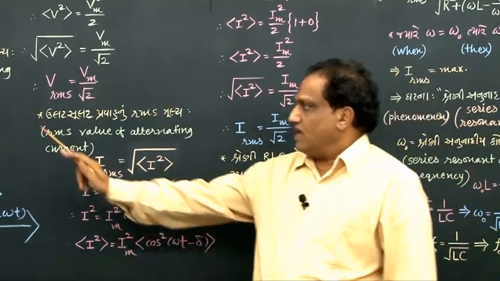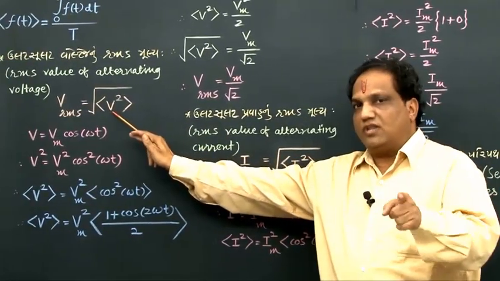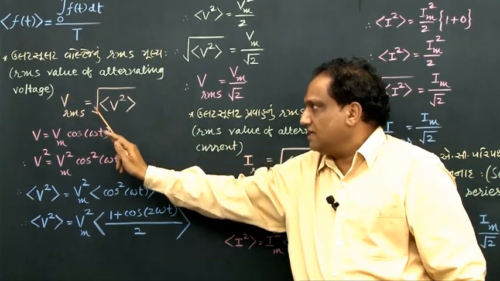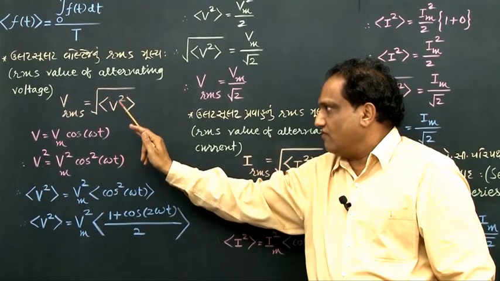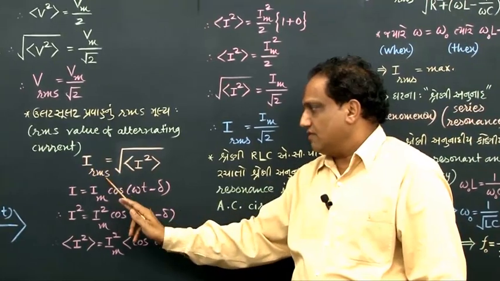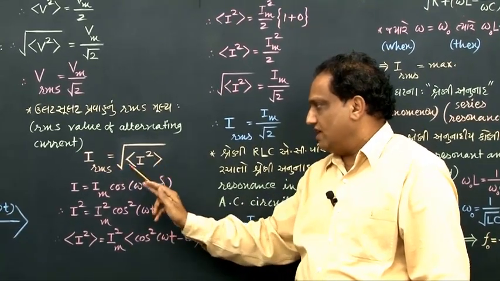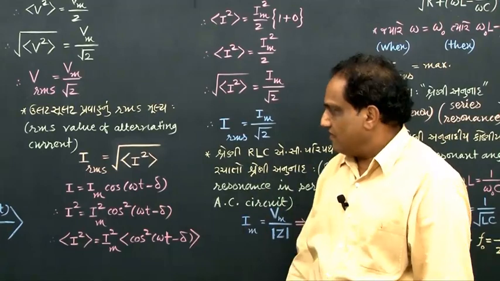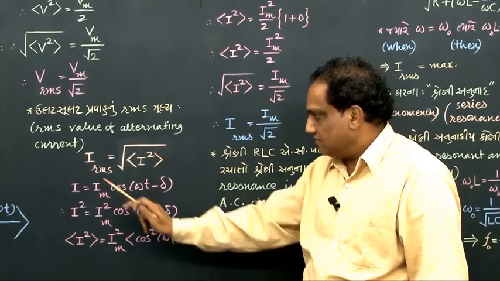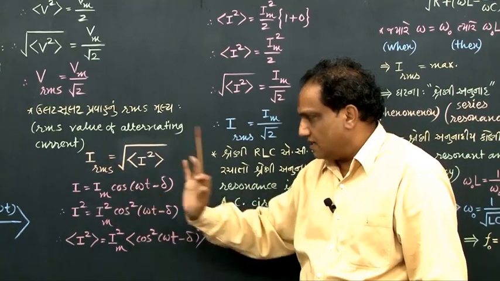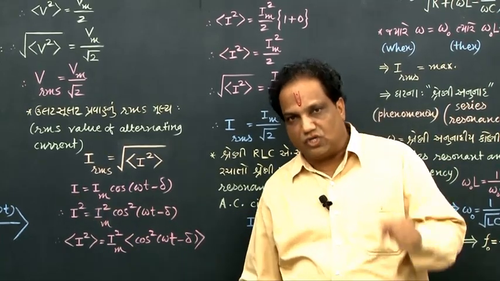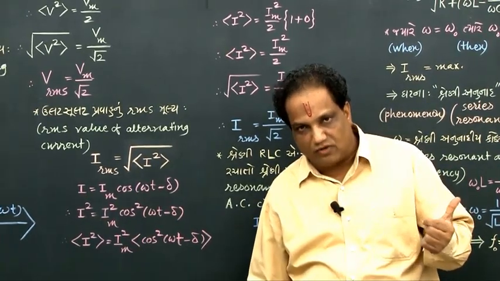Wherever it is V, there you should write I. So I RMS equals the square root of the average of I square. Instead of V, when you write I, I RMS equals under root of average of I square. This is the root mean square current. Recall the formula of alternating current, which we derived in the initial part of the lecture.